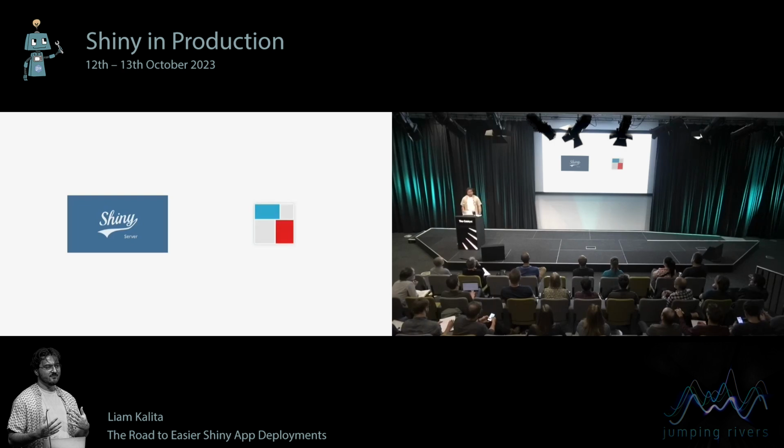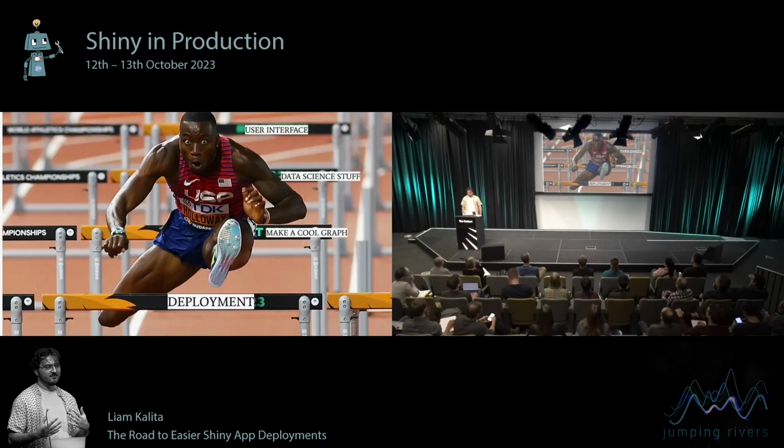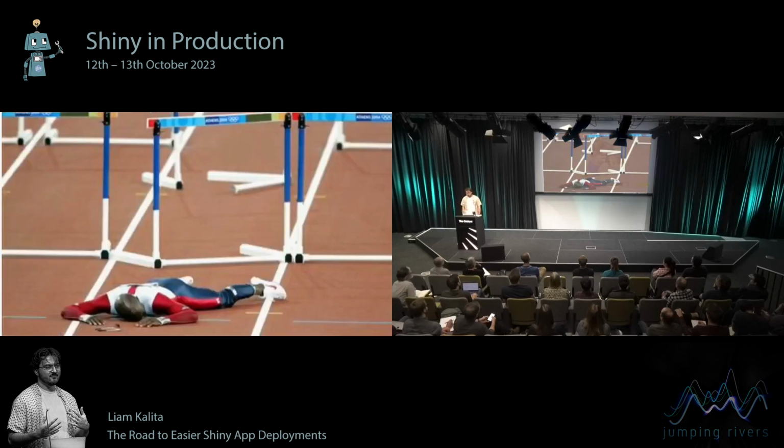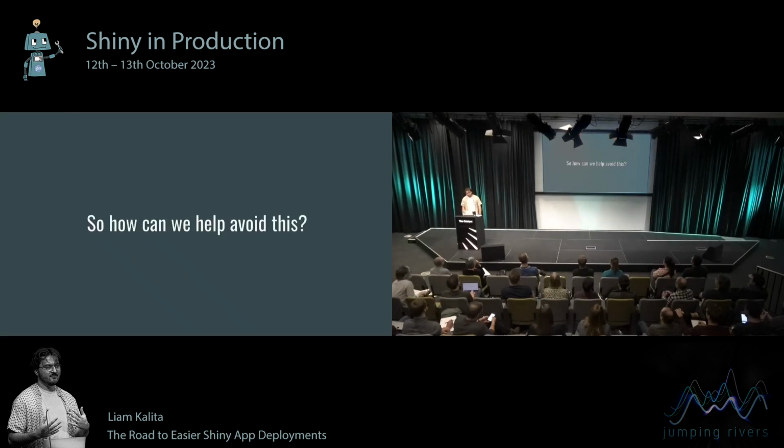There's a whole bunch of ways to deploy a Shiny app, but whatever deployment method you've gone with, on the journey of making this app, there's a bunch of hurdles that you've had to jump over, and I guess the final hurdle is deployment. So it'd be a real shame if you fell at the final hurdle and your app fails to deploy. I know they're not the same picture, but hey ho. So what can we do to help avoid this?